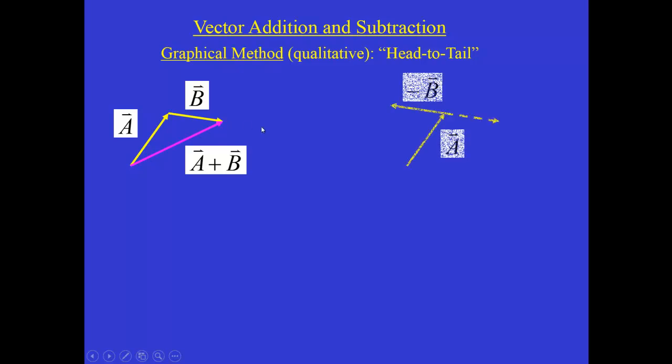That's A plus B. Conversely, if we want to subtract two vectors, subtraction is really adding the opposite, so A minus B is what you get if you take the B vector and flip it backwards to create negative B. So A minus B is A plus the opposite of B. And here you can see the result.